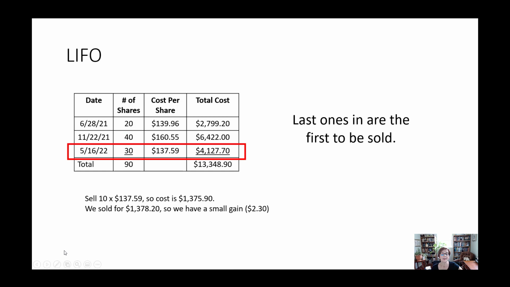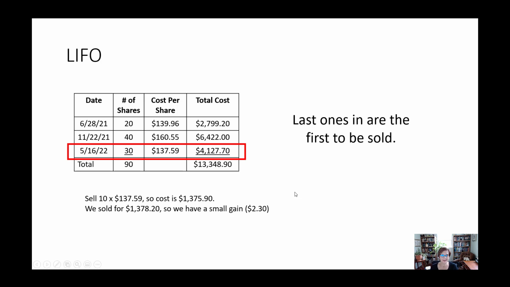All right, another possibility is LIFO, which means the last ones to come in are the first ones to be sold. Last ones to be bought are the first ones to be sold. So in this case, we are selling the last ones to come in, and we're assuming that the ones we sold cost us $137.59. So the total cost is $1375.90, 10 shares, remember. So in this case, we have a small gain.